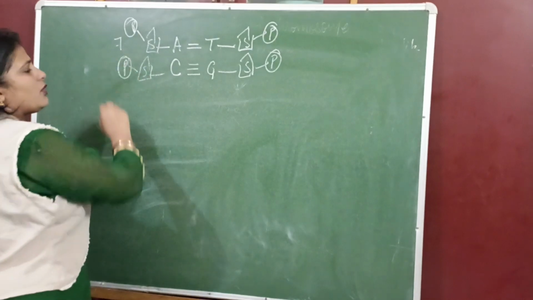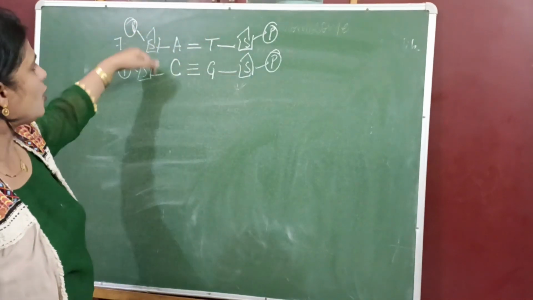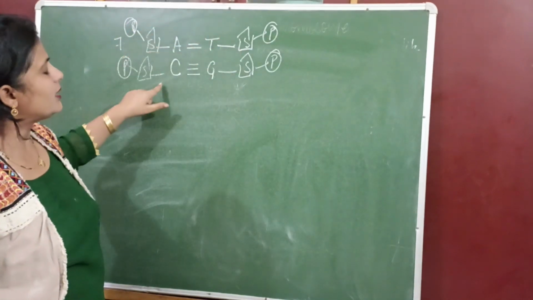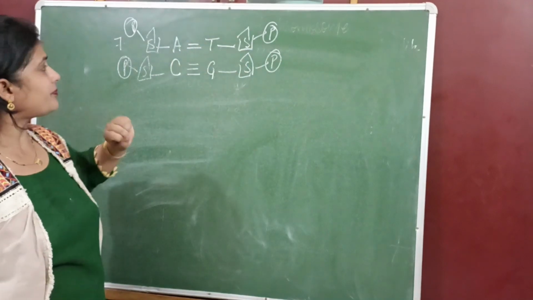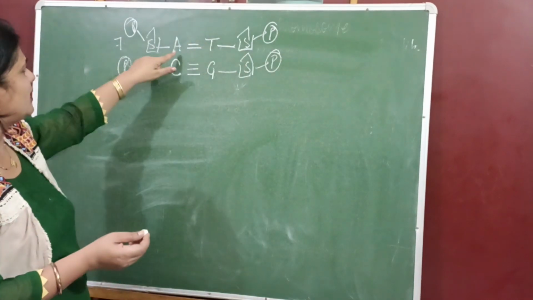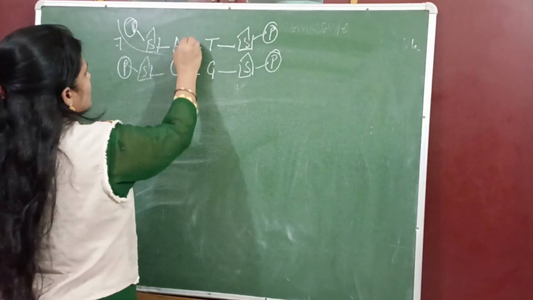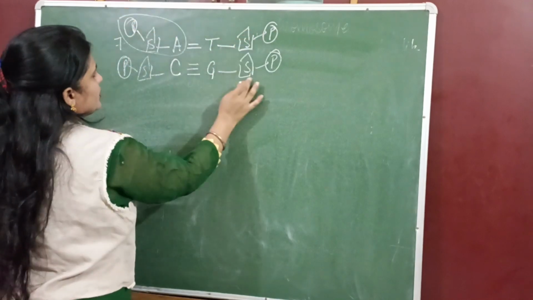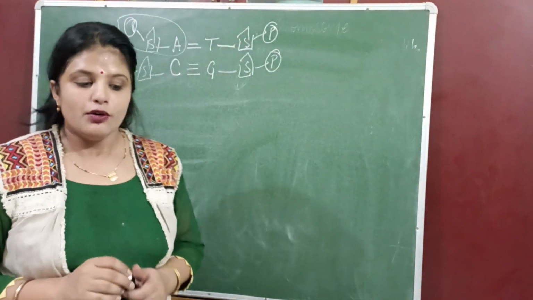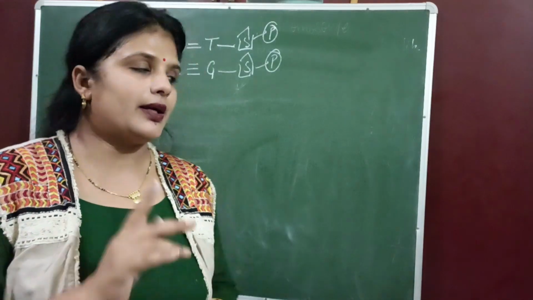There could be a particular question on this diagram. How many strands are there? There are 2 strands of DNA. How many nucleotides are there? This entire structure is a nucleotide. So there are 1, 2, 3, 4. There are a total of 4 nucleotides.